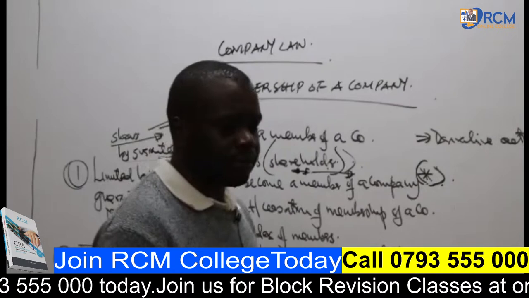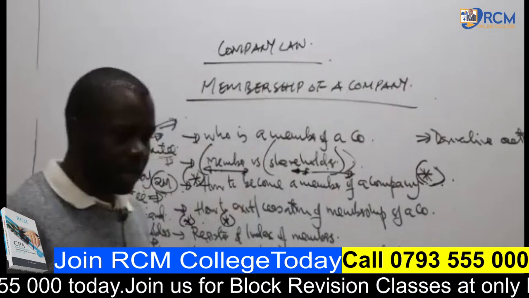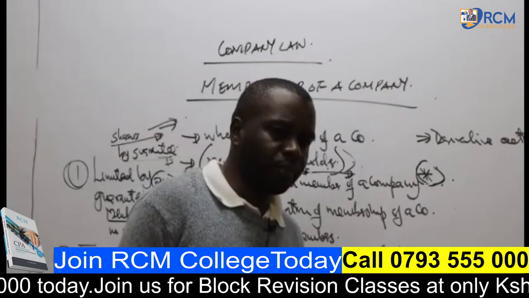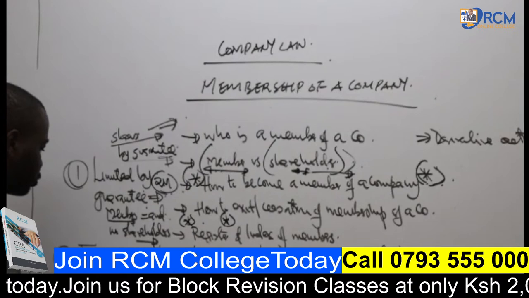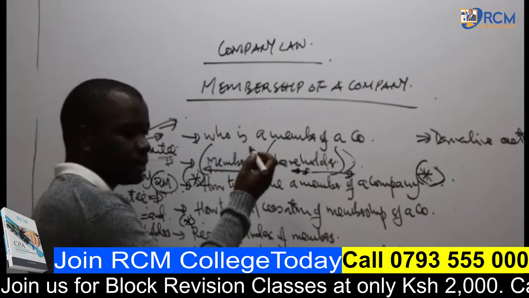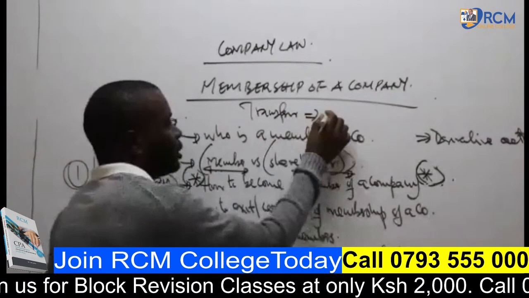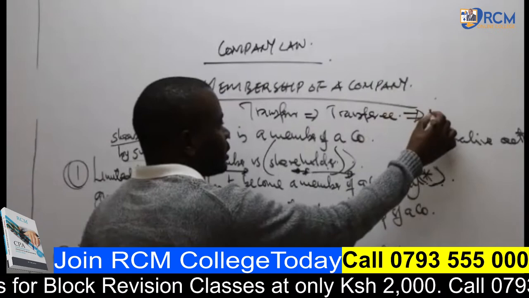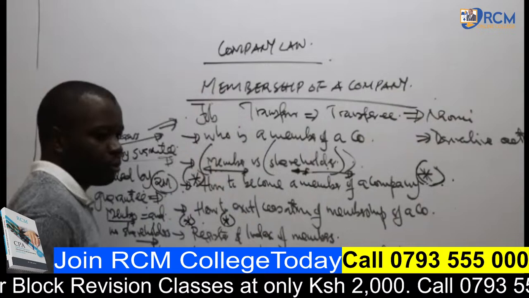For example, if I have shares at Safaricom, I simply transfer them to Mercy, or maybe I transfer them to Naomi. In this case, there are usually two parties under transfer of shares. There's the transferer, and we have the transferee. So the transferee in this case is actually Naomi, and the transferer in this case is actually Job.